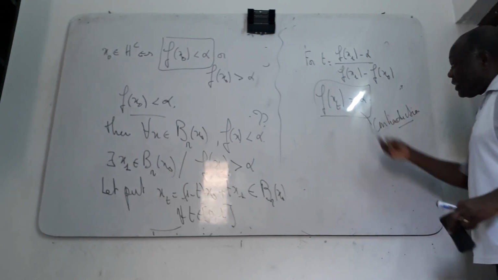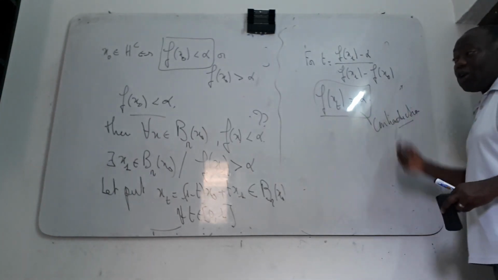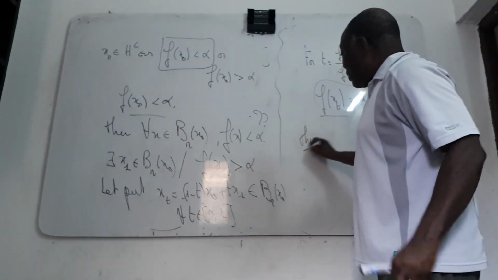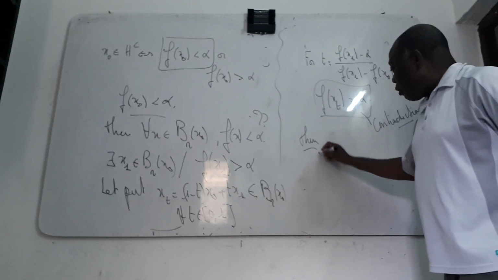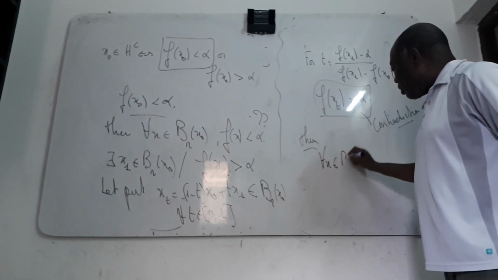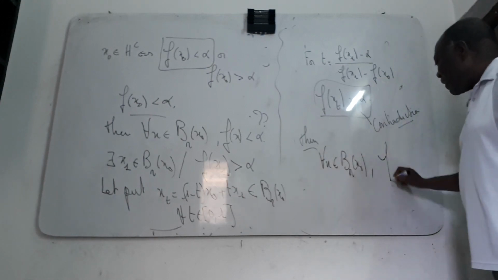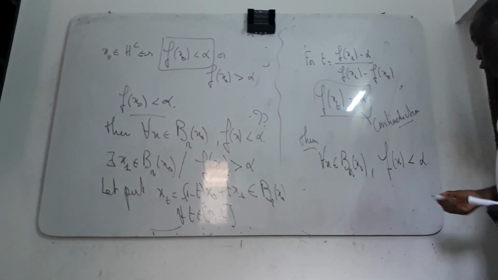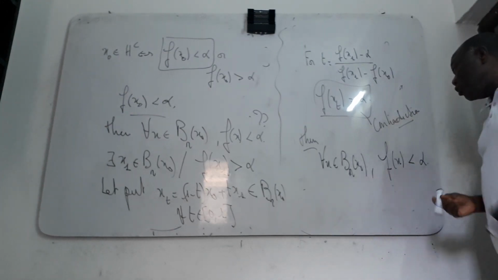Because St is an element of the ball, f of St cannot be equal to alpha. Then what you suppose here is not correct. Then for all x in your ball, you have necessarily f of x greater than alpha. So you use it to complete the proof that f is continuous.